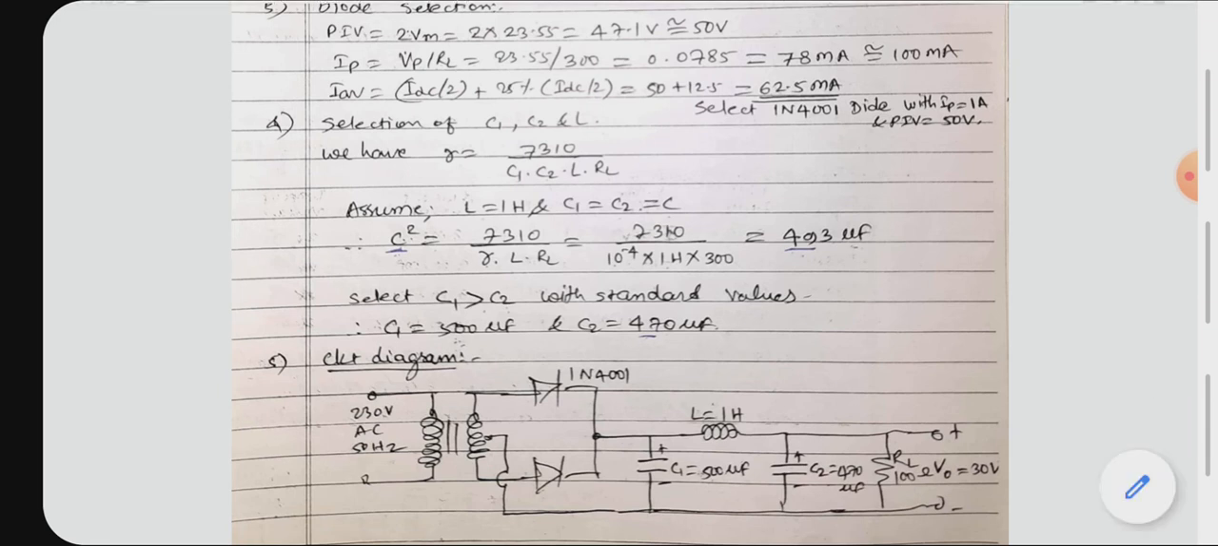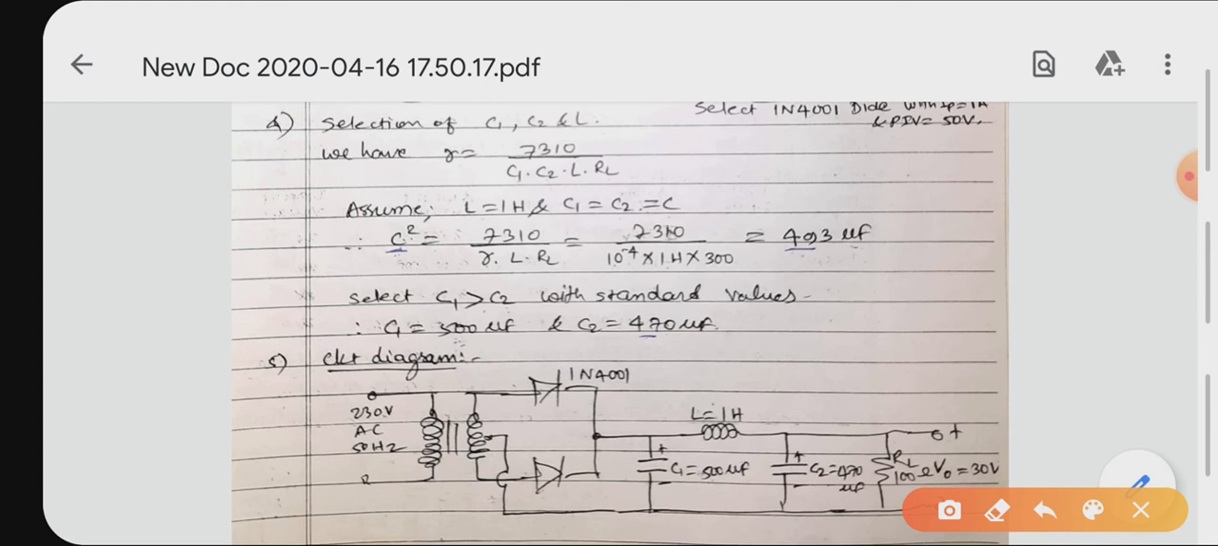So what is to be done? Use the standard formula from the table. R is equal to, small r is equal to 7310 C1 C2 L into RL. Okay, now just assume L is equal to 1 Henry.